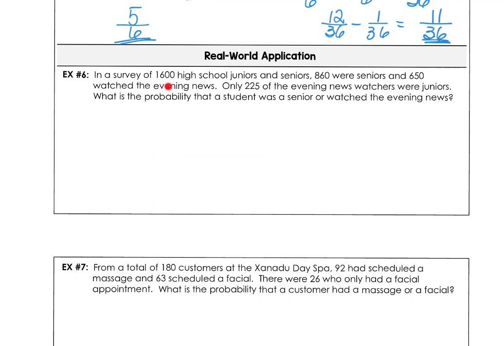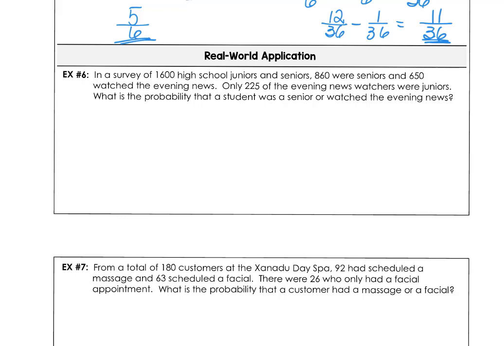In a survey of 1,600 high school juniors and seniors, 860 were seniors, 650 watched the evening news. Only 225 of the evening news watchers were juniors. What's the probability that a student was a senior and watched the evening news?